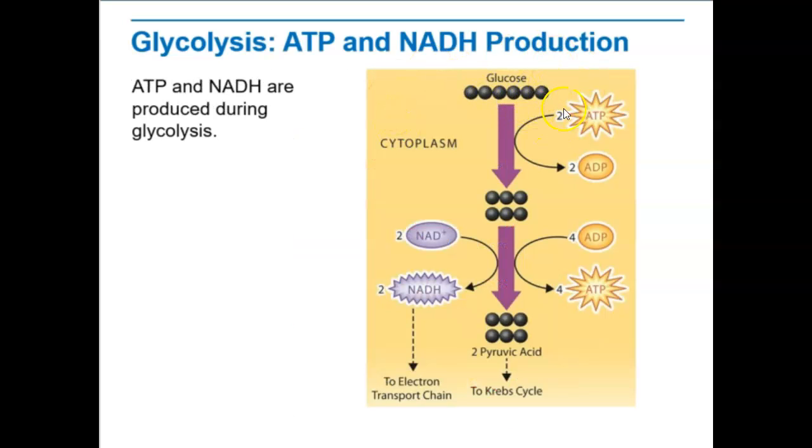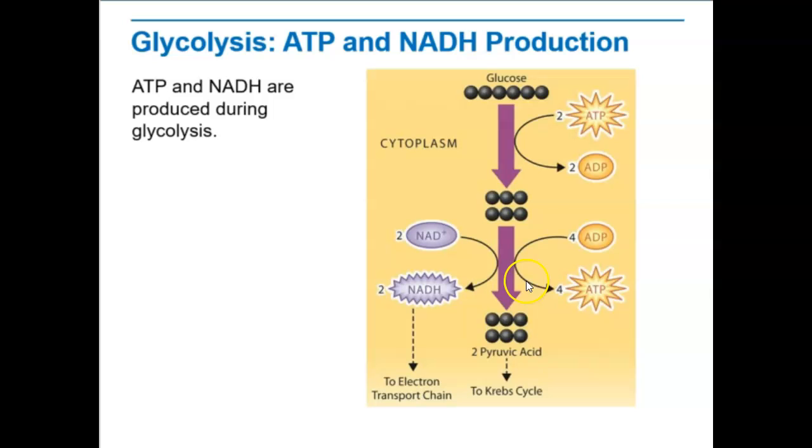So glucose, this happens in the cytoplasm. ATP is brought in, and that is what's used to break apart the glucose into the 2 pyruvic acid. So here we have 2 ADP being produced, and then we have NAD plus coming in to be charged, which turns into NADH. These are those electron carriers. And then we have ADP coming in to be charged up to ATP.